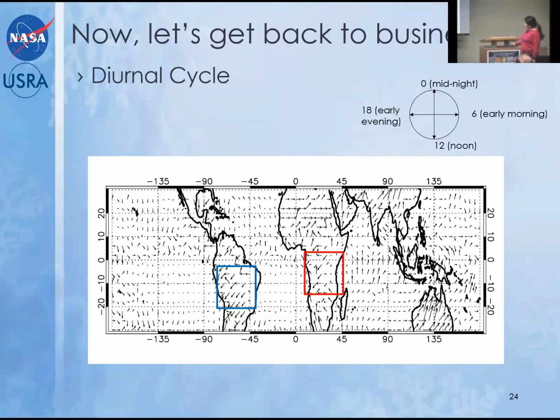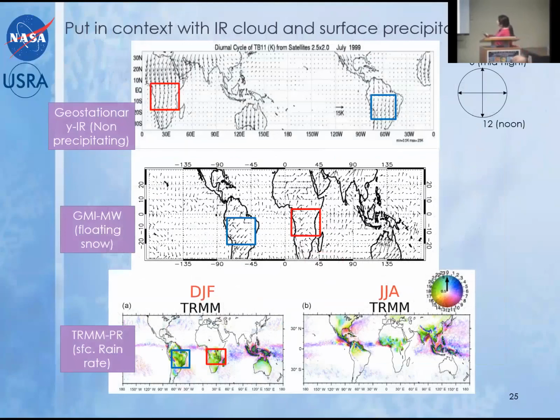And please just look at these two regions for comparison. These are the two land active convective regions over Africa and over the Amazonia region. And you can see most of the arrows pointing to 15, so it's early afternoon. And now let's put it into context with the infrared cloud and the surface rainfall. This is taken from Jun's work in 2004, the geostationary infrared observation. And this is taken from, oh, I forgot to put the reference here. This is from TRMM PR, the precipitation radar measurement of the surface precipitation.